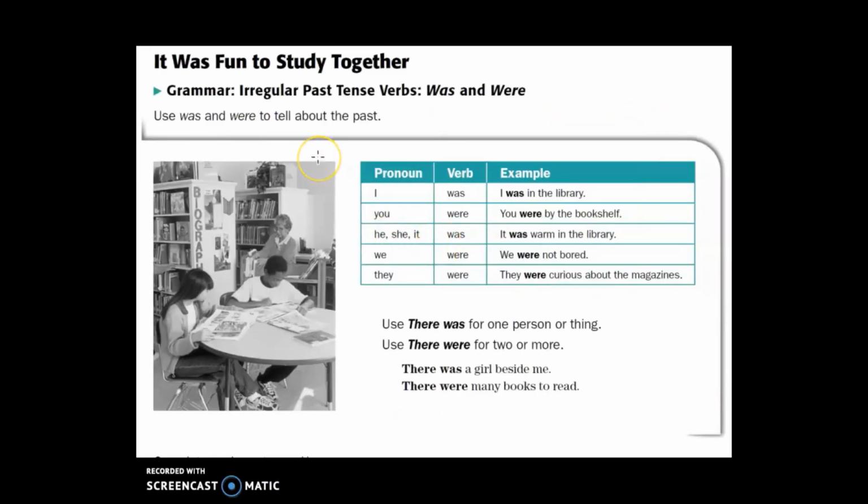Okay, so here's our assignment, which is from your book. I'm going to read it. It was fun to study together. So they were studying for something, probably a test. Grammar, irregular past tense verbs, was and were. Remember past tense, they happened, you already did them. Use was and were to tell about the past.